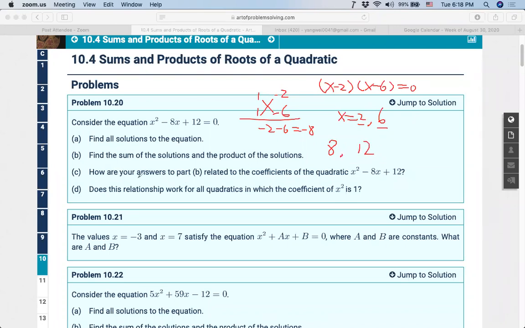Now let's see how your answers to part B are related to the coefficients of the quadratic of this equation. This 8, the sum of these two solutions, equals the negative of this coefficient, right? The product of the solutions just equals this coefficient, right? So that means if we have these two solutions, one is x1, another is x2, x1 plus x2 equals negative b, okay? Suppose we write this one as ax squared plus bx plus c equals 0.